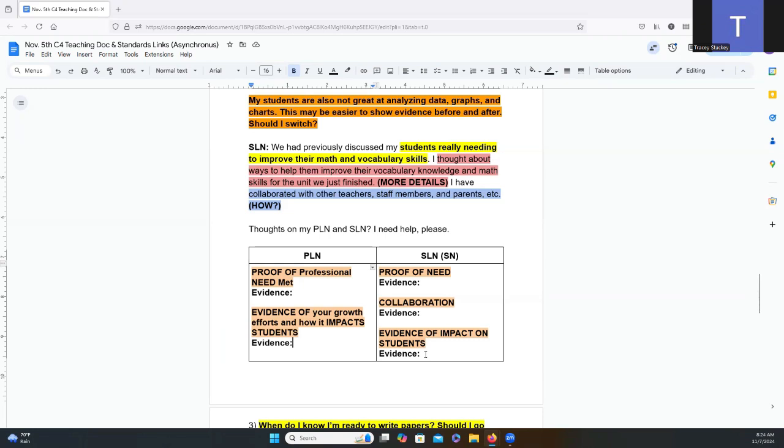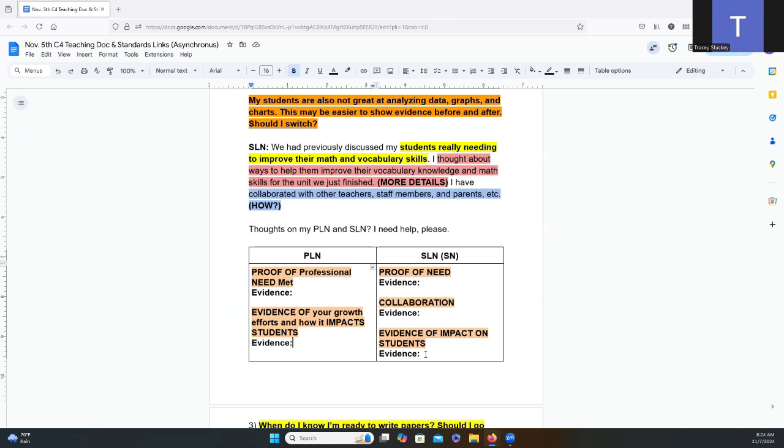And then evidence of impact on students. So because you collaborated with these people, because you recognized that these students had a deficiency in vocabulary knowledge and these math skills that are connected indelibly with your science content, what can students do now? Like, from point A to point B? Point A, it was a hot mess. We got on that hot mess express and got to point B. Now at point B, because of everything you did in between, voila.